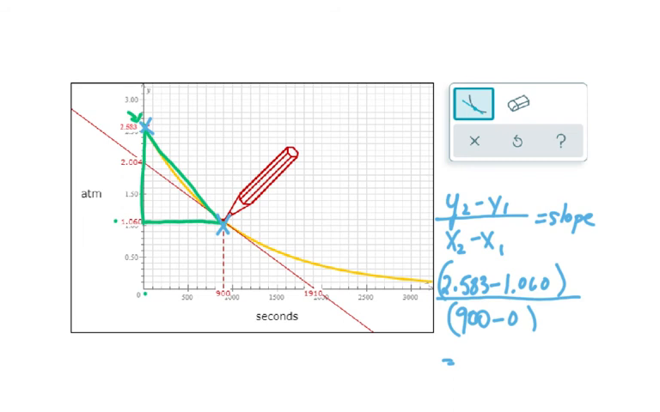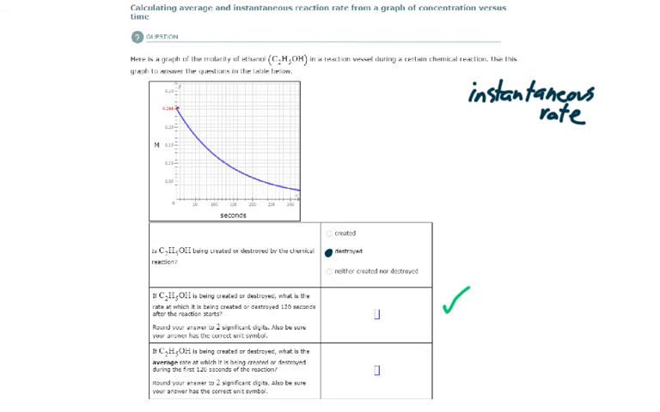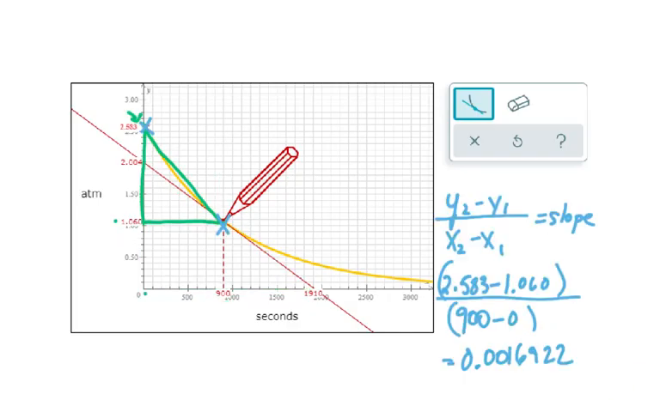So what I get when I do that is a decimal again, 0.0016922. They want us to round to 2 significant digits, I believe. 2 significant digits. So I'll put it in scientific notation. I would put 1.07 times 10 to the minus 3. And the units are ATM per second. You could also type the answer in as 0.0017. Both of those answers should be acceptable.